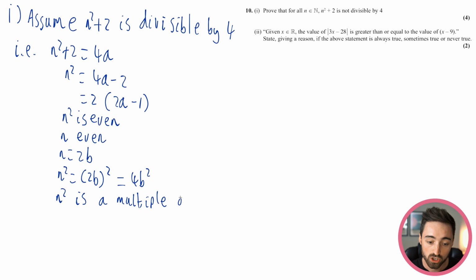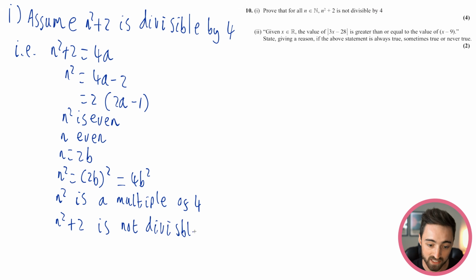Multiple of 4. So that would mean that if n squared is a multiple of 4, n squared plus 2 definitely can't be, right? If I have a multiple of 4 and I add 2 to it, it can't be a multiple of 4. I need to add another 4 to get there. So that means that n squared plus 2 is definitely not divisible by 4.